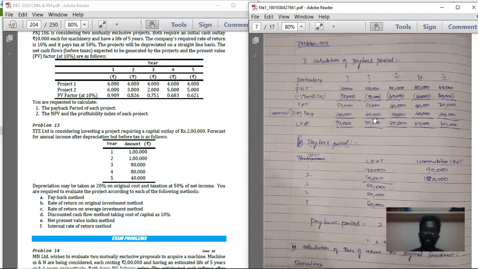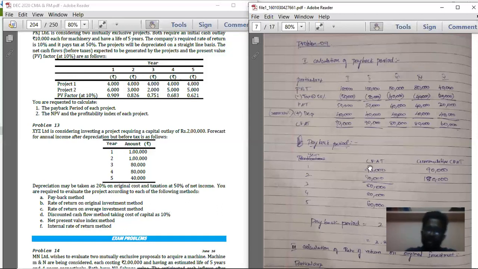Now you can easily calculate the payback period. Below that, put the heading payback period. Underline it. Below that, a 3 columnar table: first column years, second column CFAT, and third column cumulative CFAT. What is meant by cumulative CFAT? First year CFAT will come as first year cumulative CFAT. First year cumulative CFAT plus second year CFAT will get second year cumulative CFAT, and second year cumulative CFAT plus third year CFAT will get third year cumulative CFAT. So that is how you should calculate cumulative CFAT.